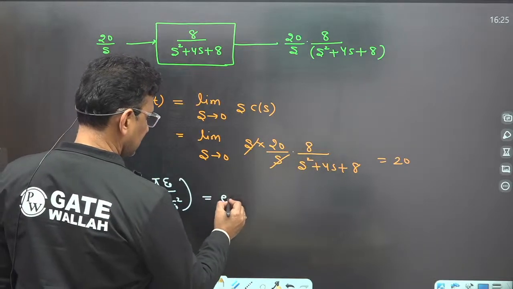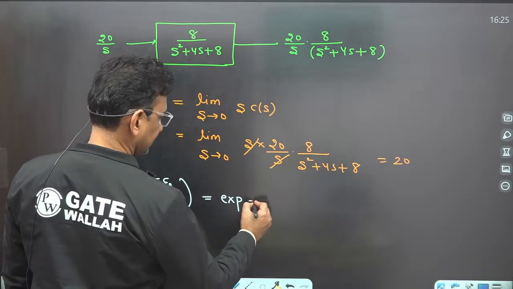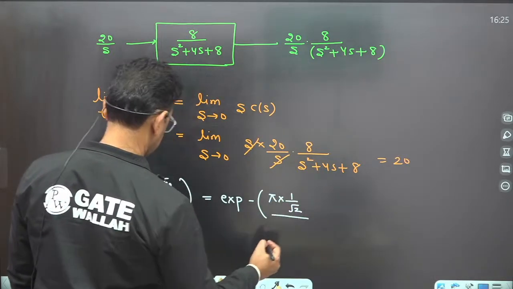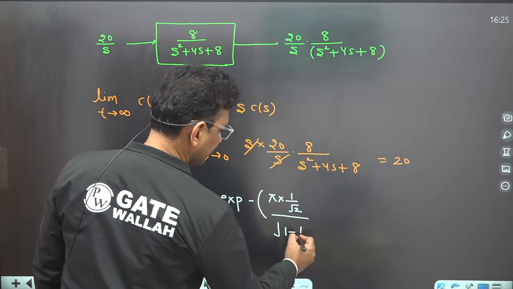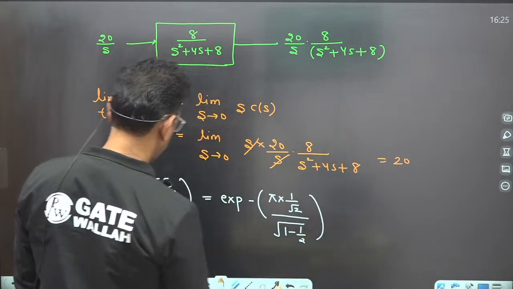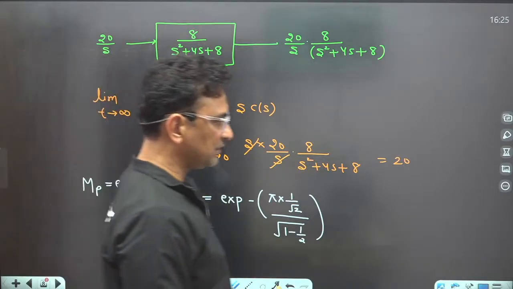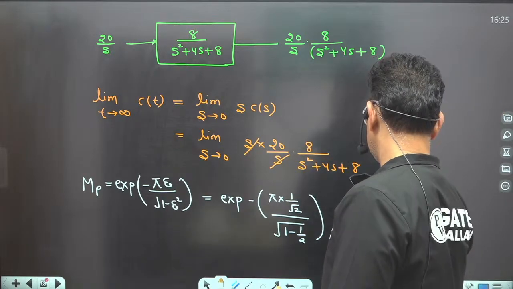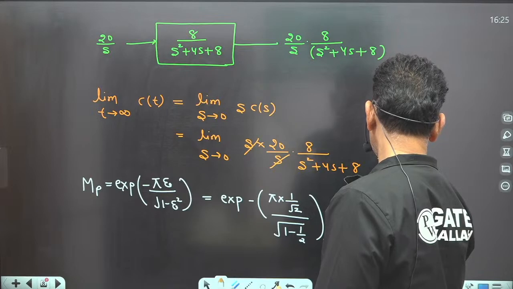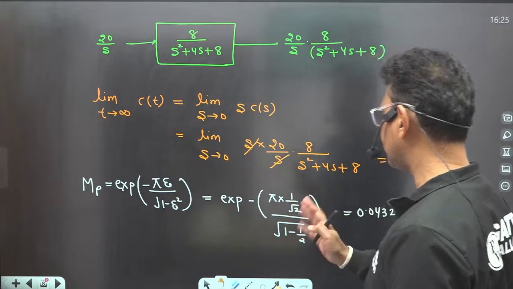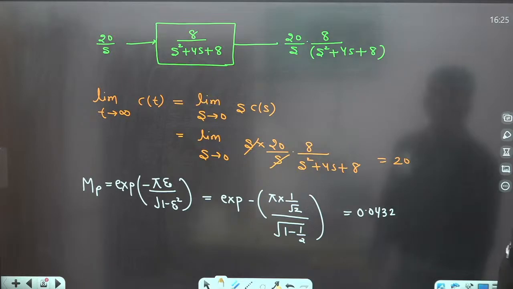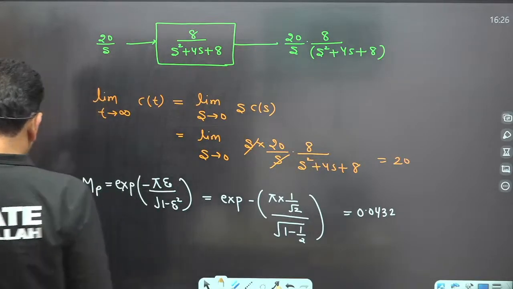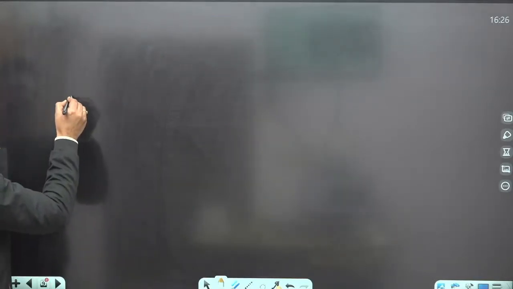Now we have already calculated the value of zeta and it is 1 by root 2. So put the value of zeta here, under root of 1 minus 1 by 2, and find out the value of peak overshoot. I think it will come 0.0432. Please verify you are getting the same answer. It is not the final answer, it is only the peak overshoot, 0.0432. Clear?